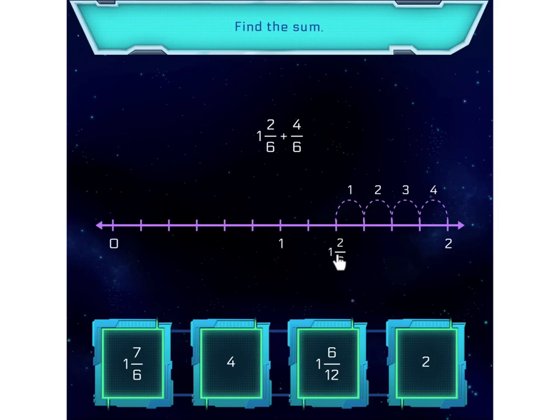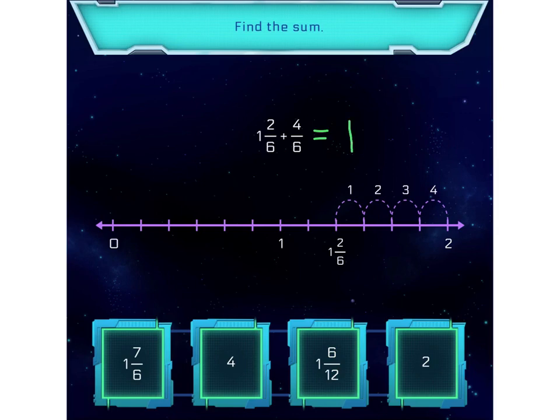Okay, so there's 1 and 2/6. Let's add 1/6, 1/6, 1/6, and 1/6, 4 times. It's a total of 4/6, which will then put us up to the number 2. And I could do this as an equation. Okay, my mixed number, I have 1 whole and 2/6 plus 4/6.